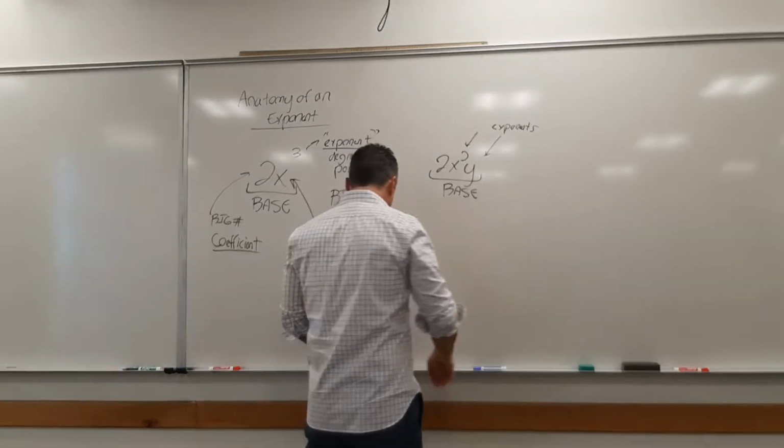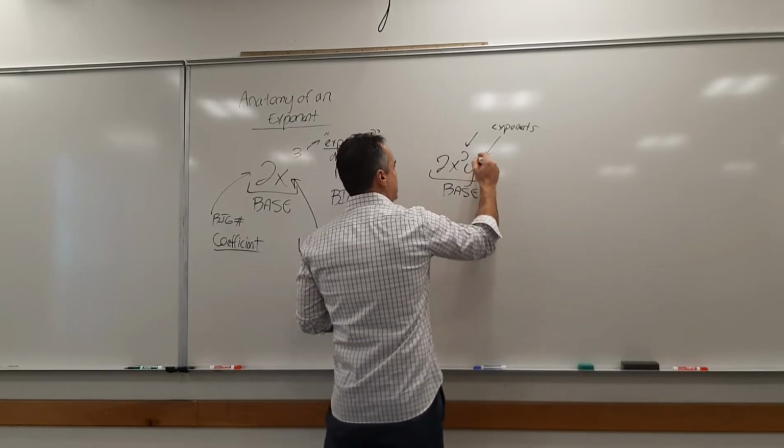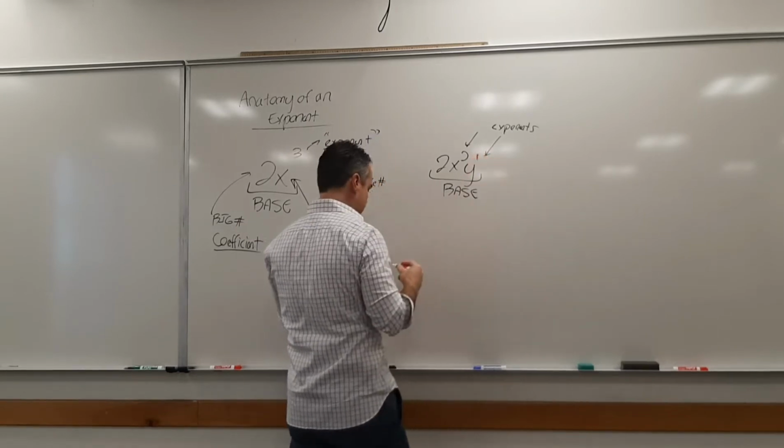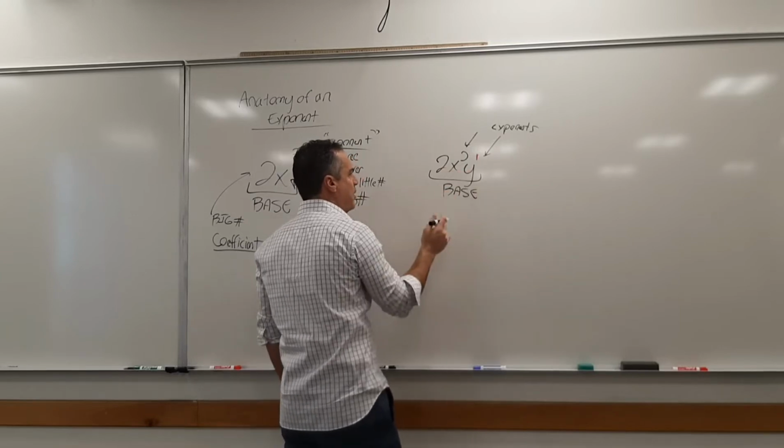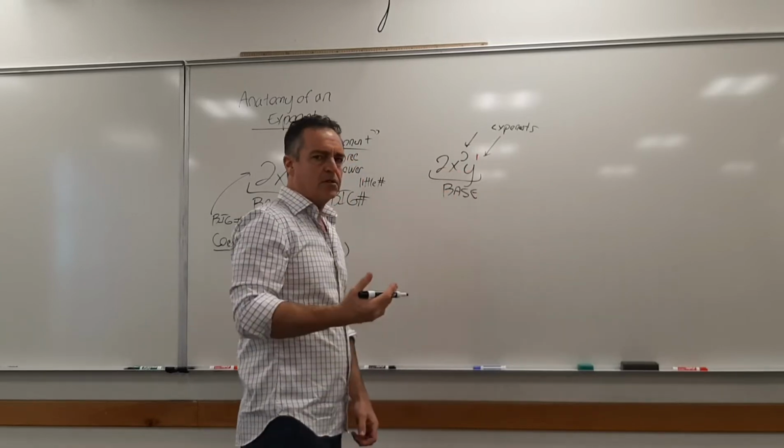And so it's a silent one. It's not written, but we know it's there because anything to the 1 is itself. And so that is y to the 1. Those are the exponents. The rest is the base. Again, x and y are the variables. 2, the number, is the coefficient. Okay.